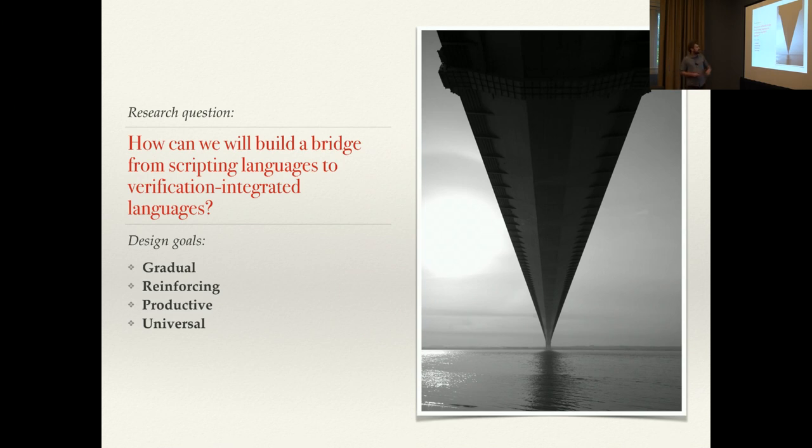So that's the question I've been looking at, and I have some design goals. A solution to this problem ought to be gradual, in the sense that we can live anywhere along this spectrum of verified to unverified, but with strong guarantees. It ought to be reinforcing, meaning there ought to be some incentive to verifying more of your program, and we ought to be able to build tools that help you get there. And hopefully the techniques should be, if not universal, at least widely applicable.